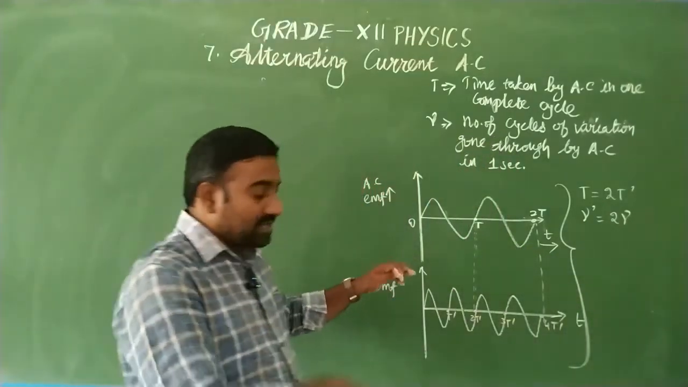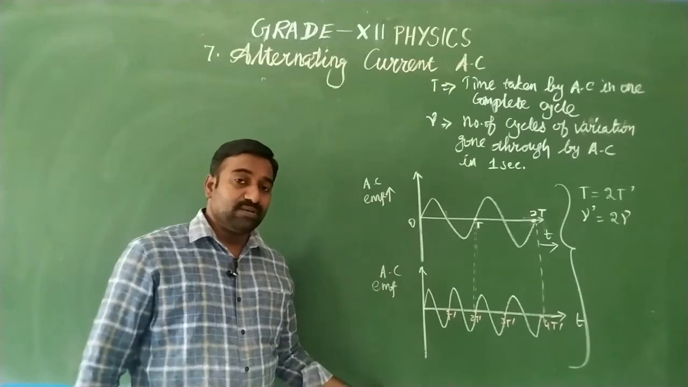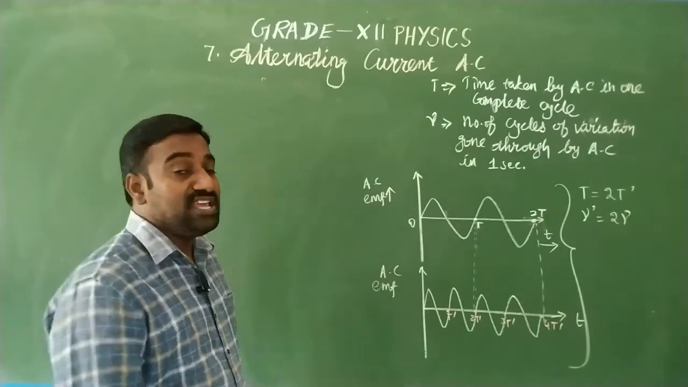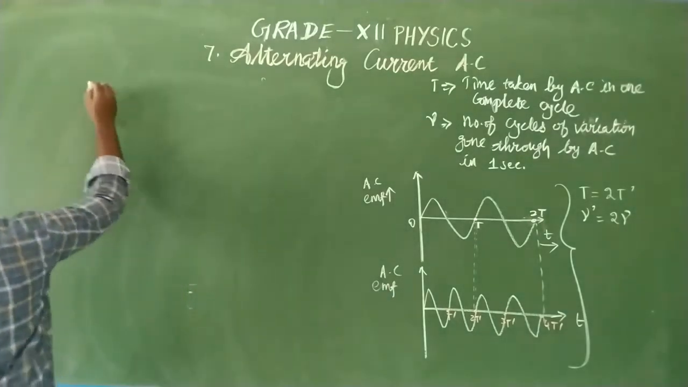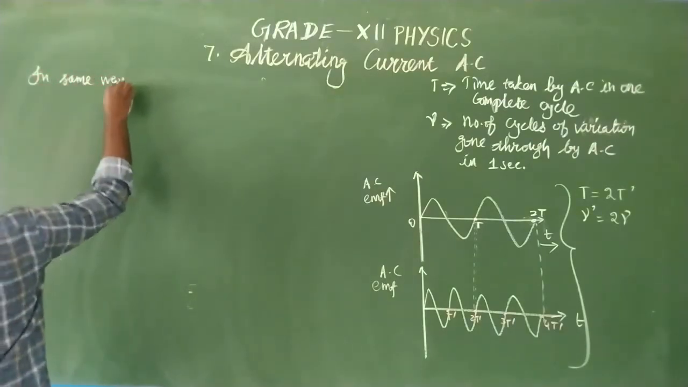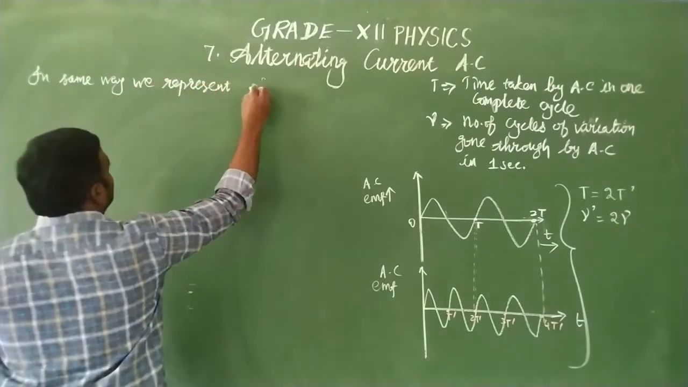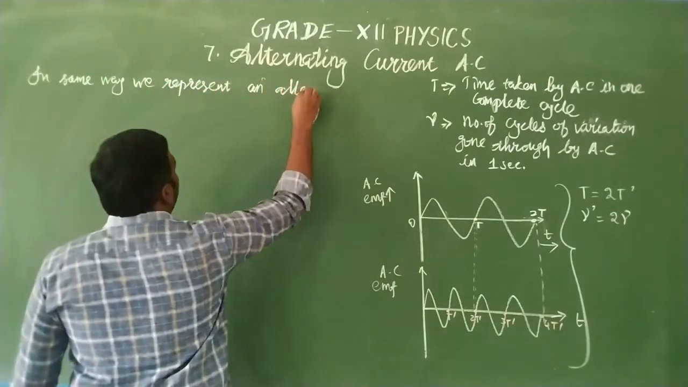So இது வரைக்கும் நம்ம represent பண்ணது எல்லாமே AC current தான். Just as we represented alternating current, in the same way we can represent an alternating EMF.